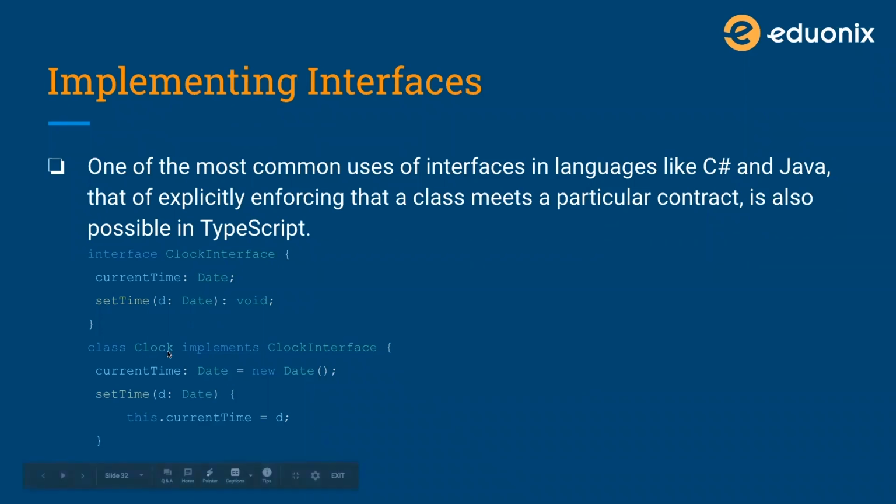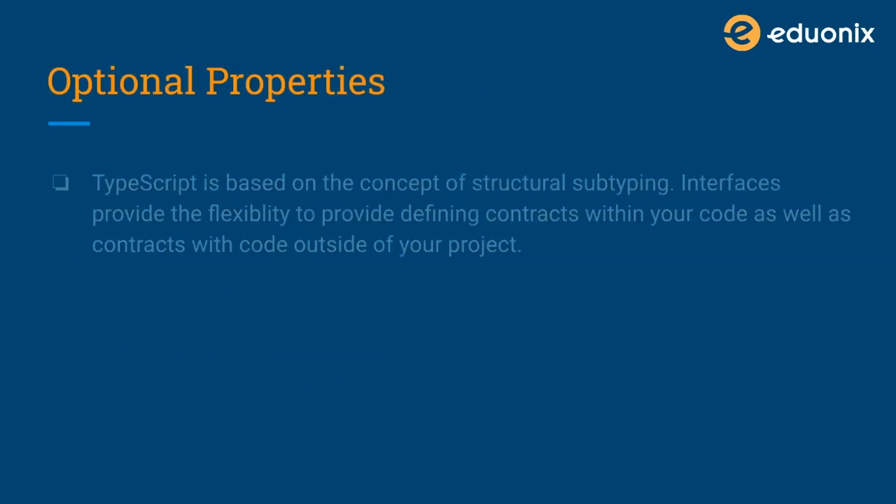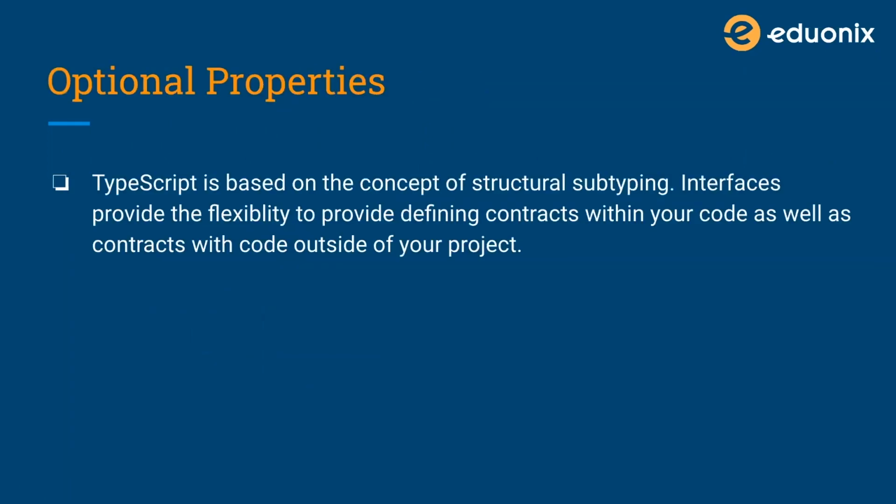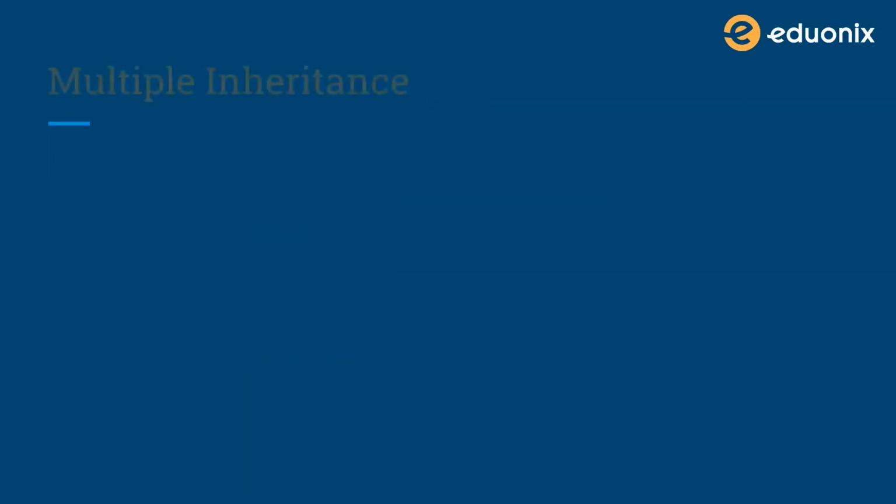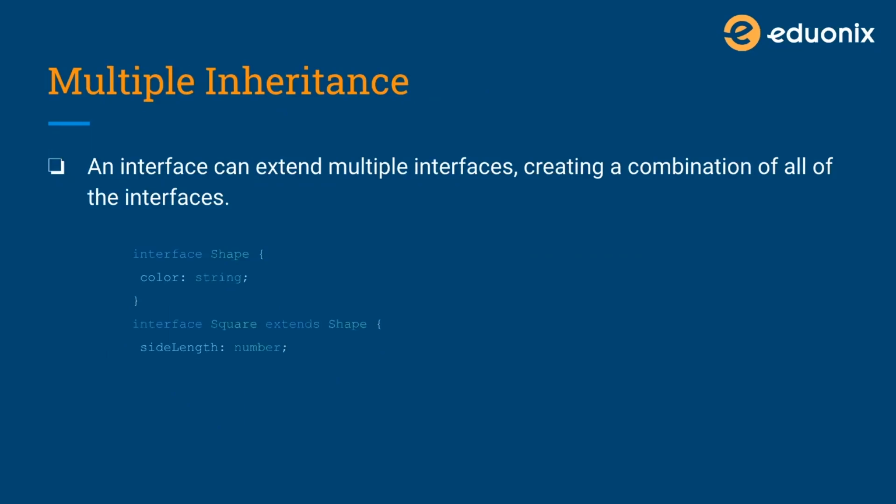So we have already seen the extending thing. The implementation is similar to extension. Over here, optional properties, we have already said, are something which may or may not be needed. Like we did the last name as optional. So multiple inheritance. Like we have a shape and we have shape square.